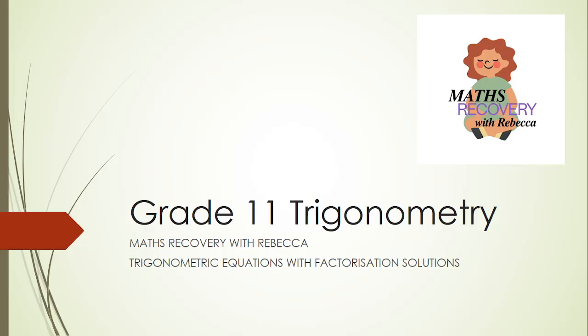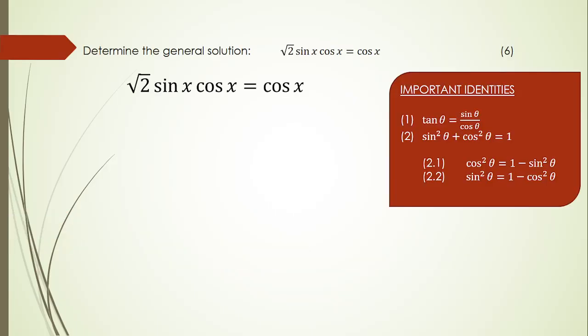So today we are going to be looking at the solutions for the trig equations with factorizing, the 4 that I left you to do on your own. Okay, let's start with the first one. So determine the general solution of the square root of 2 sin x cos x equals cos x.